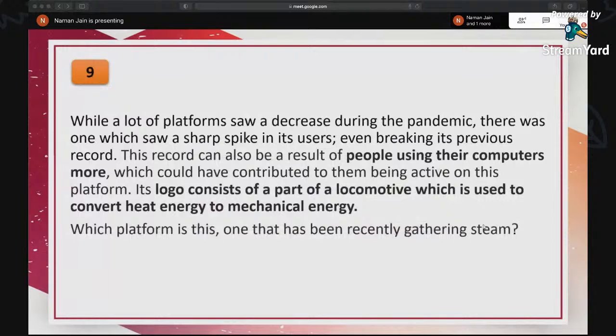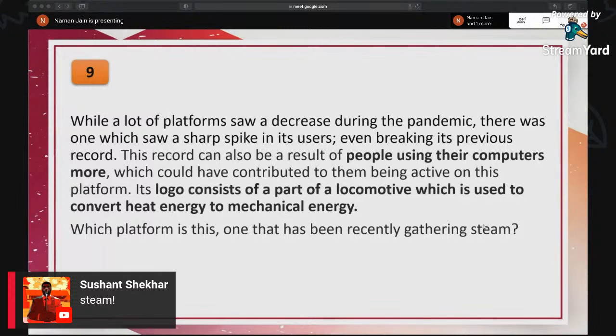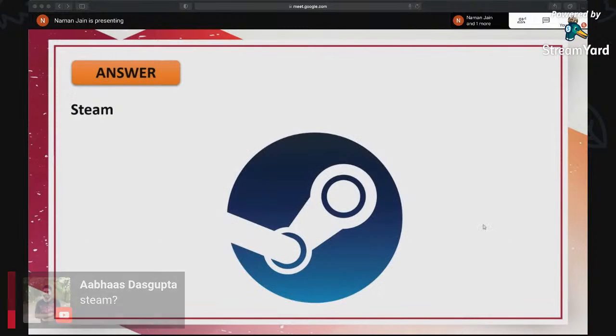An ultimate question of trends. So which platform is being talked about here? Locomotive, which is used to not Zoom. Another biz question. Good guess on Zoom, but the logo consists of a part of a locomotive. Sushant says steam, Abbas says steam, Ananya says steam. Yes, I told you there was a hint. I had given the answer in the question itself. Which platform is this? One that has been recently gathering steam. So the answer was given in the question itself.